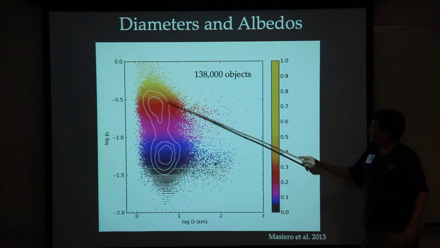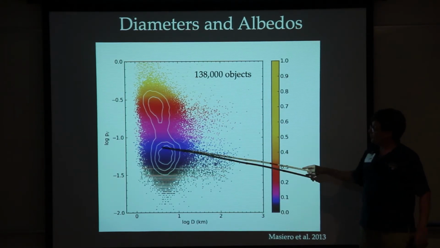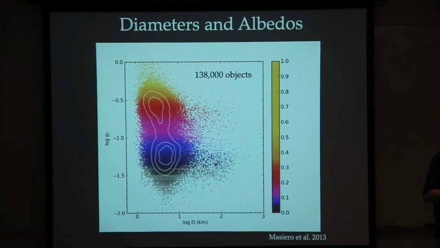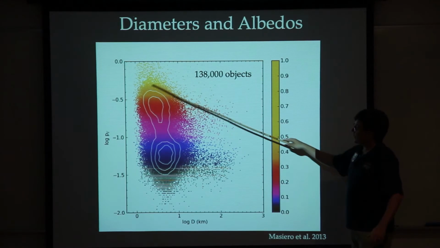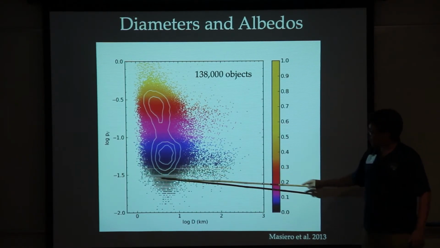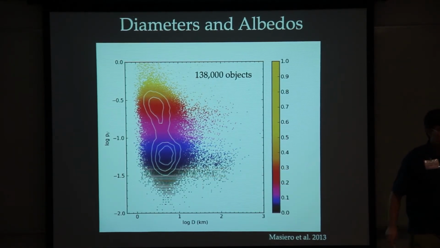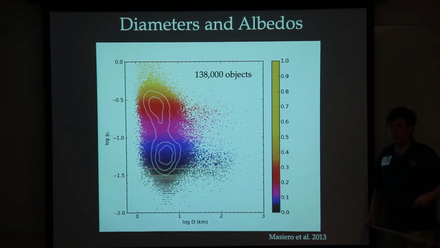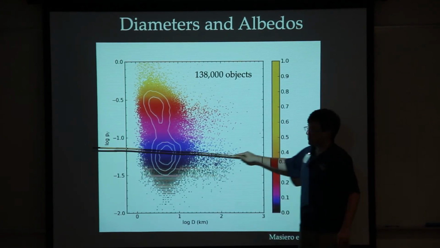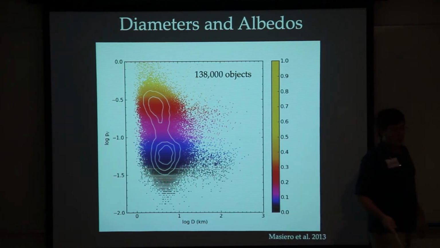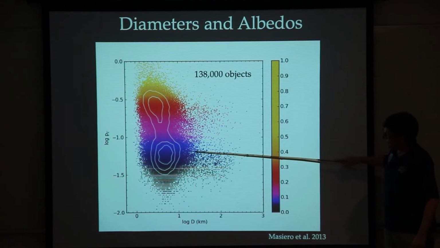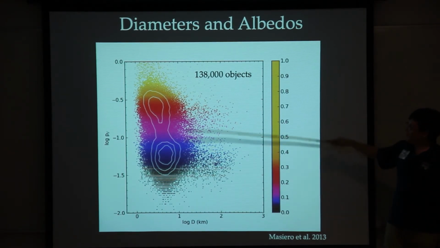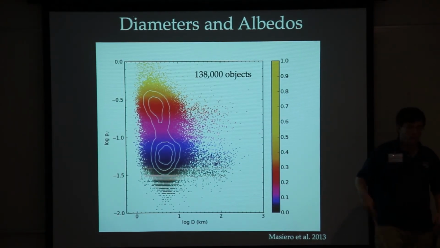But what we see is very clearly two distinct peaks in albedo space. This is tracing back to these two compositions. We see the silicate-like objects up here, the carbon-rich objects down here. And what we don't see is any change in these peaks as a function of size. So what this says is that dark objects are made of the same stuff regardless of size, and bright objects are generally made of the same stuff regardless of size.